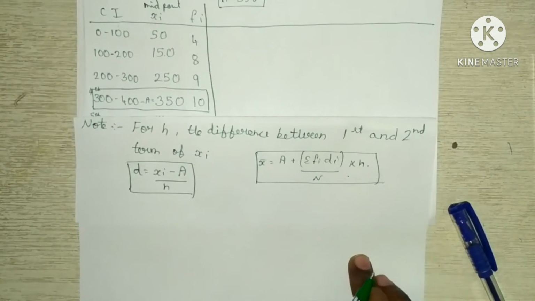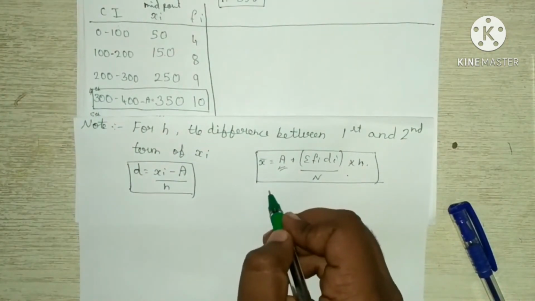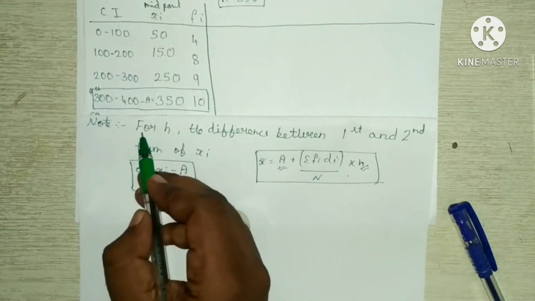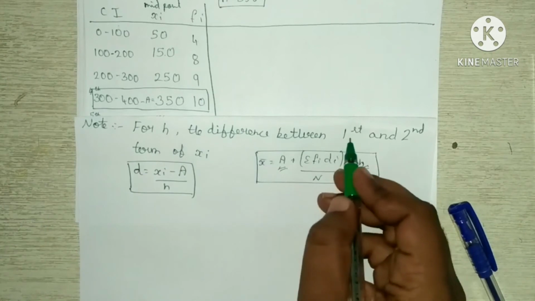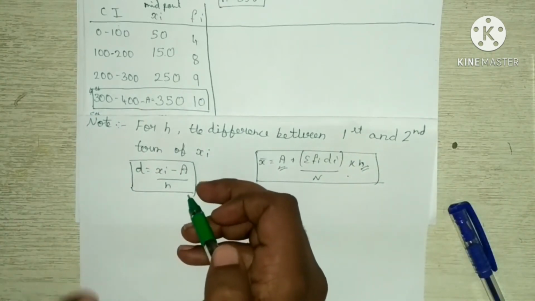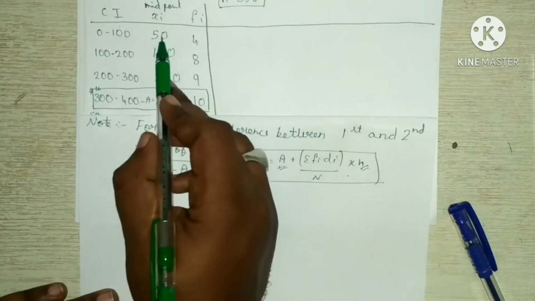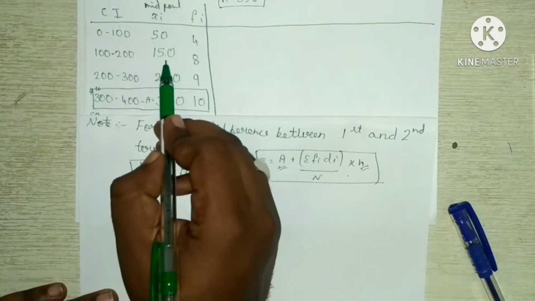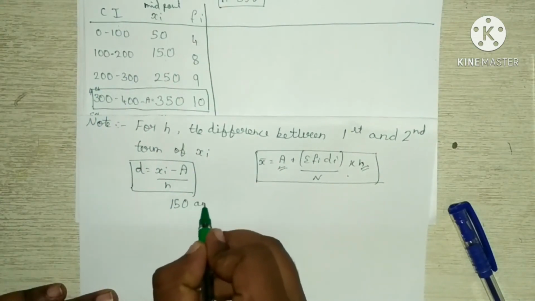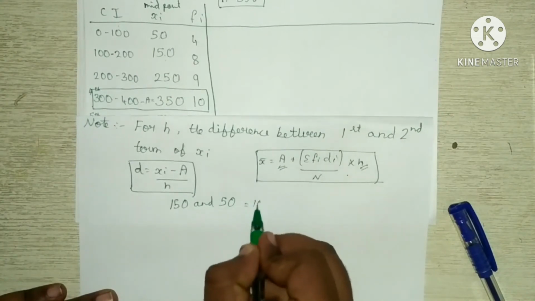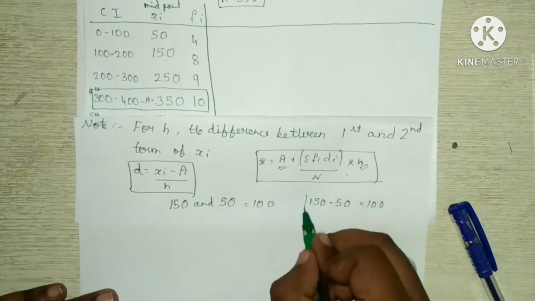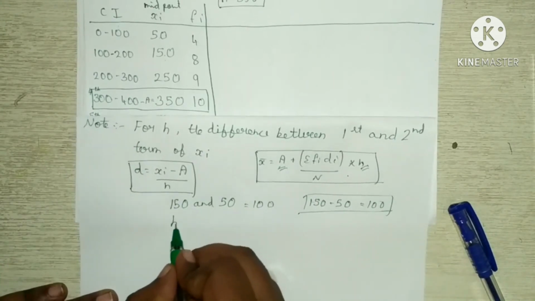You have got the a value. Now you need to find h. Note, for h, it is the difference between the first term and the second term of xi. The first term of xi is 50 and the second term of xi is 150. The difference between 150 and 50 is 100. 150 minus 50 is equal to 100. So h is equal to 100.